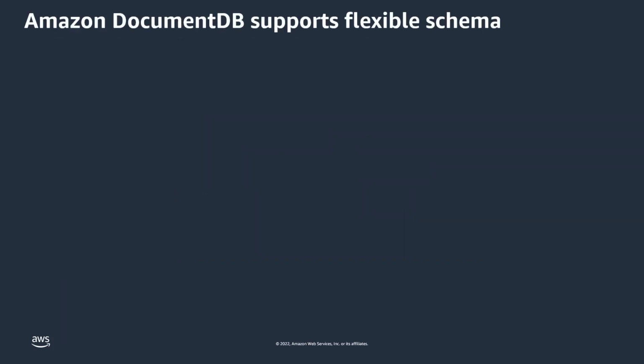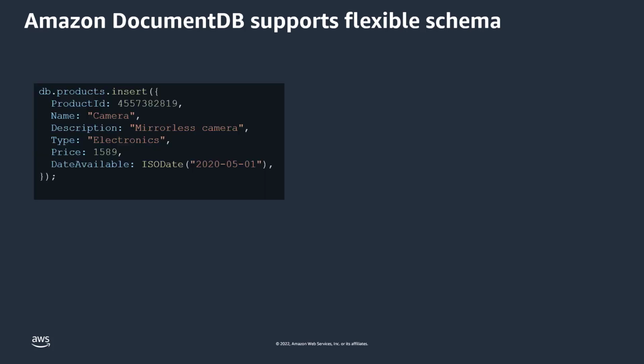Amazon DocumentDB supports flexible schema. It doesn't require a predefined schema like in a relational database. You can just insert the document with the fields that you want or that are needed by the application. A document field can accept any data type. The same field can have different data types. For example, a field in a document can have an integer as value, but in another document, the same field can have a string as its value.